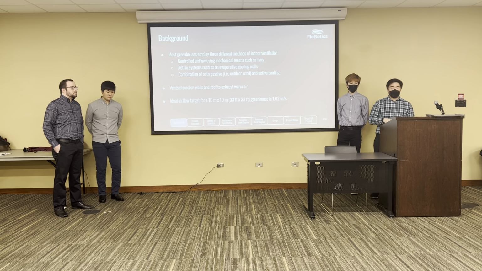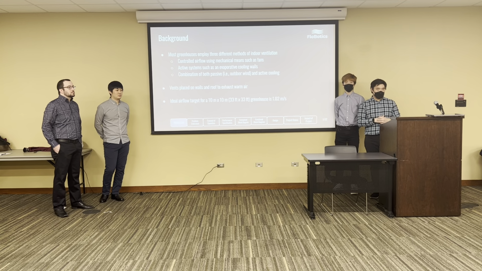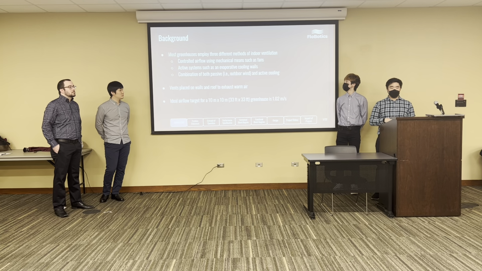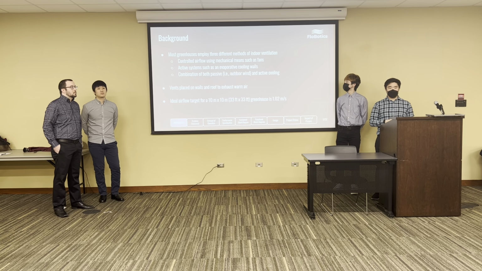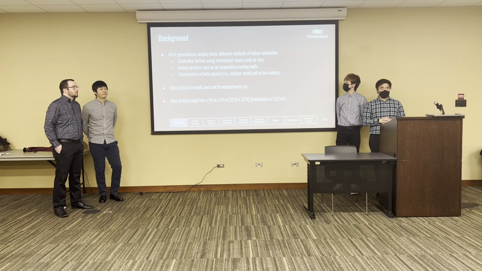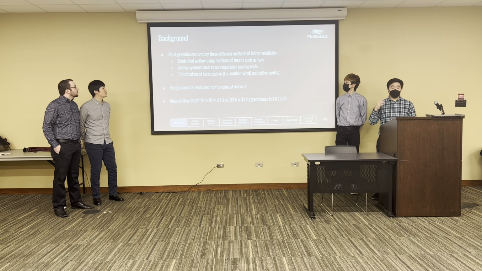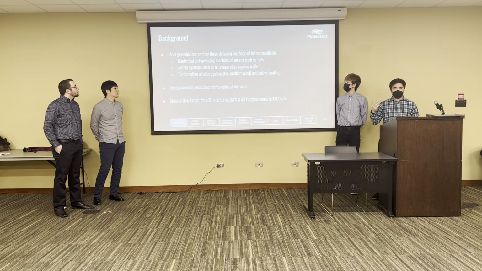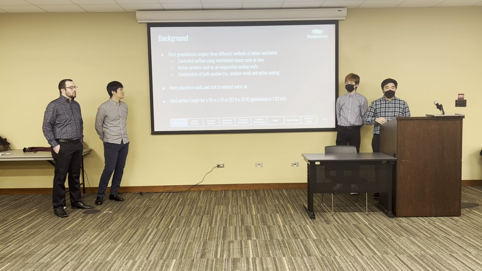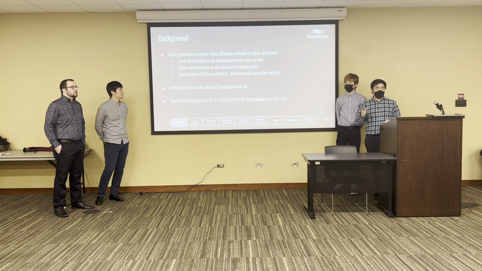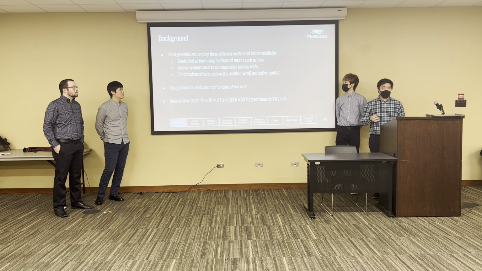So, background. Most greenhouses employ 3 different methods for indoor ventilation. The first one is controlled airflow using mechanical means such as fans. The second one is using active systems such as an evaporative cooling wall, while the third most common method is a combination of both passive and active cooling. In addition, most greenhouses use vents placed on the walls and the roof to help exhaust warm air.